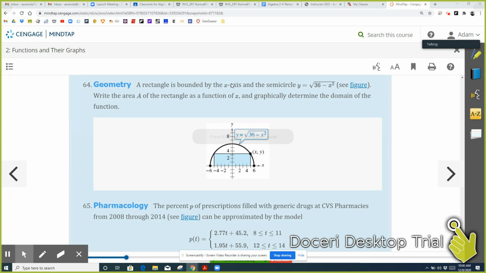So anyway, the rectangle is bounded by the x-axis and the semicircle, and they give you the equation for the semicircle. Write the area of the rectangle as a function of x. So we know area as a function of base and height is area equals base times height. So this is the base and that is the height, right? But we don't want it as a function of b and h. We want it as a function of x. So we need to express the base and the height in terms of x.